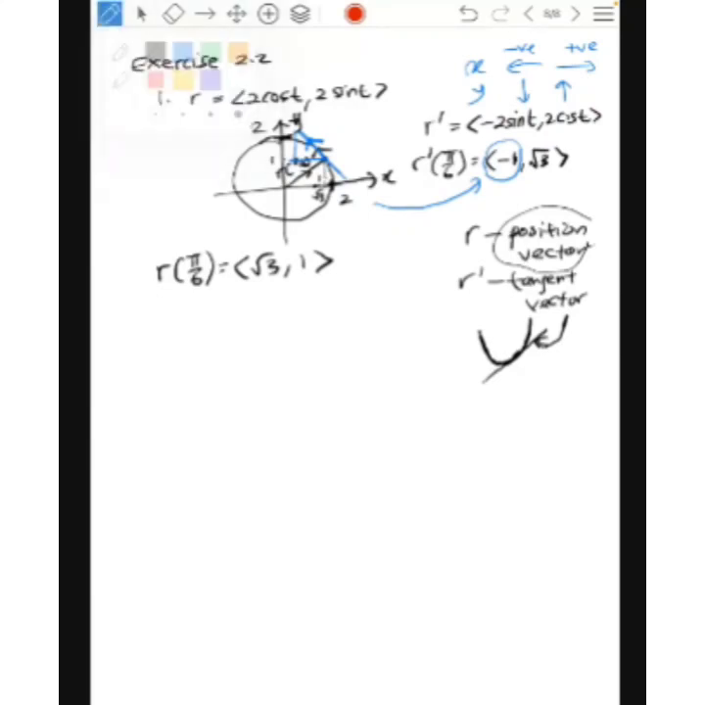Can you see the blue one? Okay, I use red now if you cannot see the blue one. So basically this is your vector. So this is the R prime pi over 6. That's it.